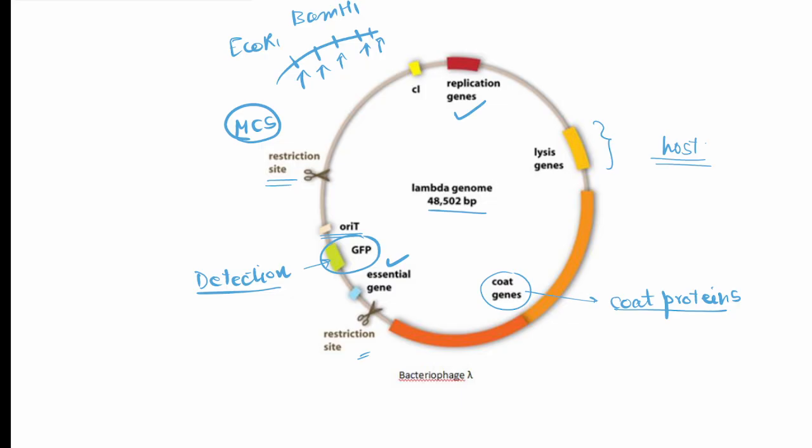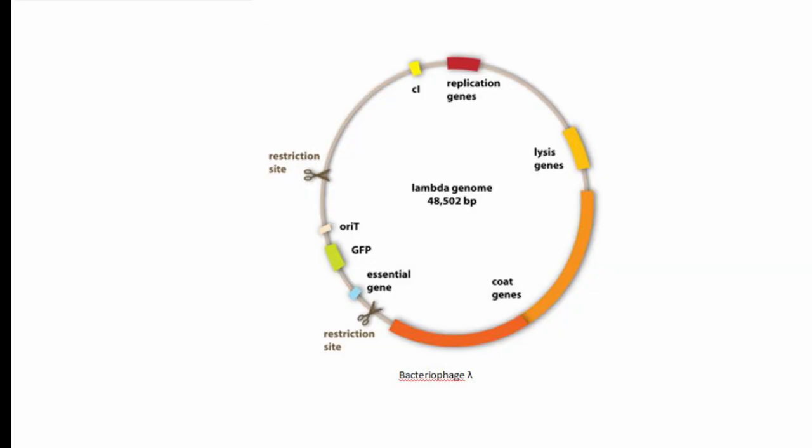Now the insert capacity of the bacteriophage lambda is approximately 20 kilobases. 20 kilobases simply refers to that we are adding approximately 20 kilobases extra in the multiple cloning site. So here, although the total base length is 40 kilobases, we can still add 20 kilobases extra, that is a 20 kilobase gene of interest. So this is its maximum carrying capacity.